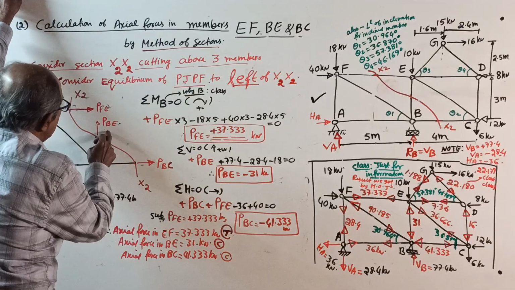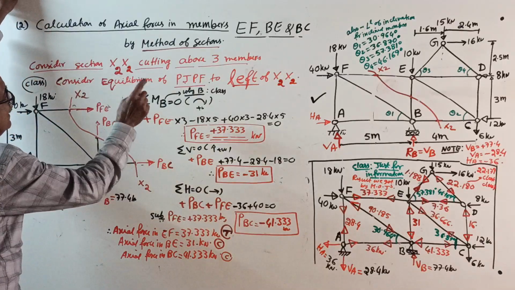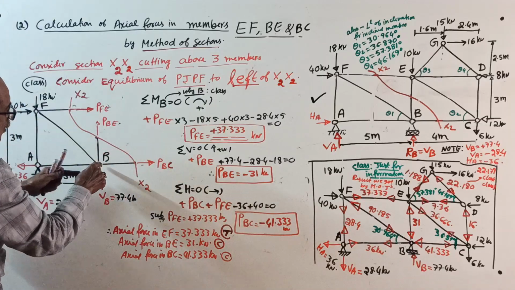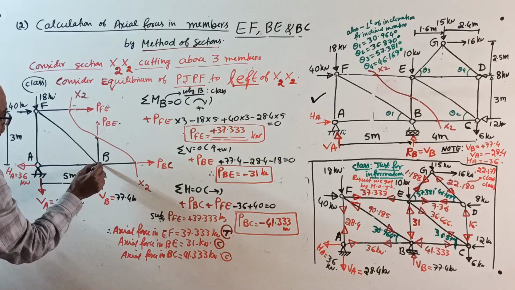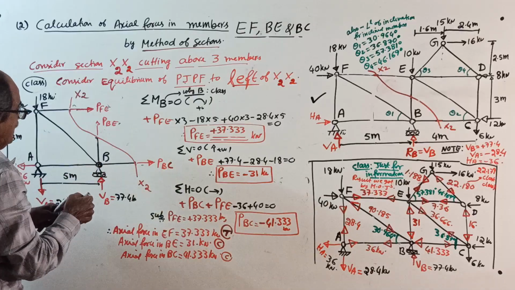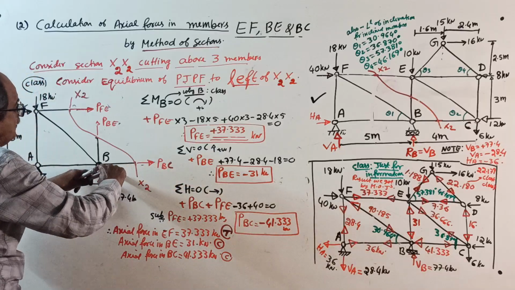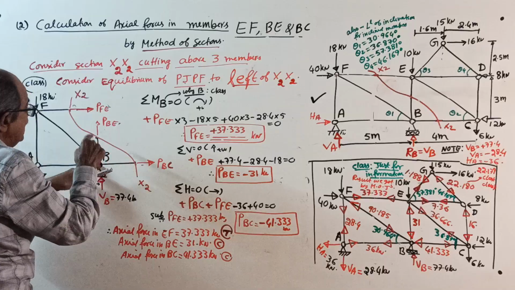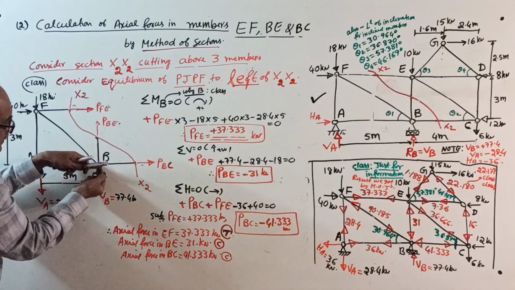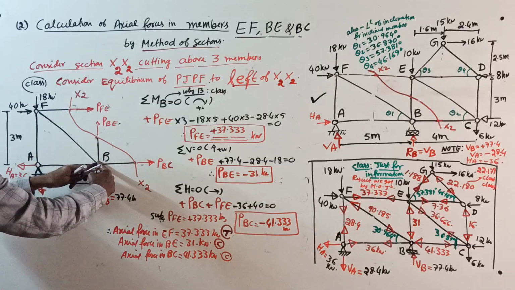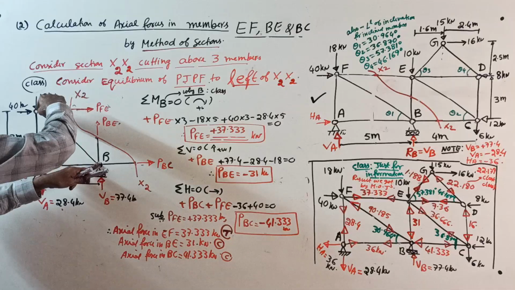See where three unknowns are there. Take moment about the point where two unknowns are meeting. Oh, it is B. So take moment about B. See here. So PBC into 0, PBE into 0, even this also into 0, even 36 also into 0. So what you get? Unknown is here.